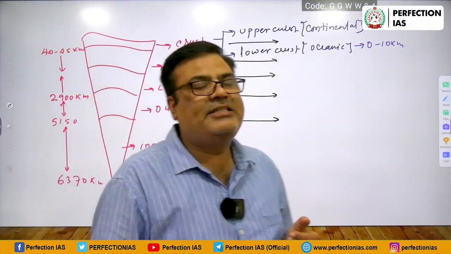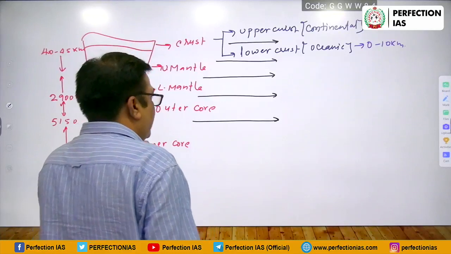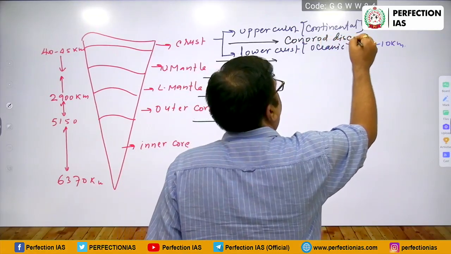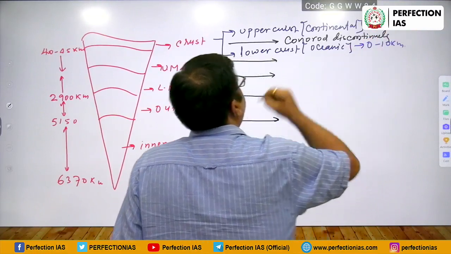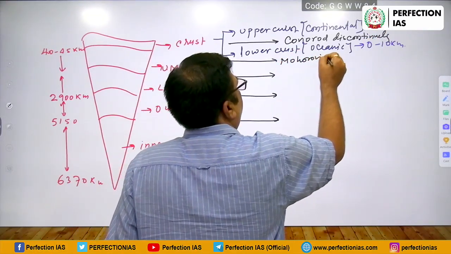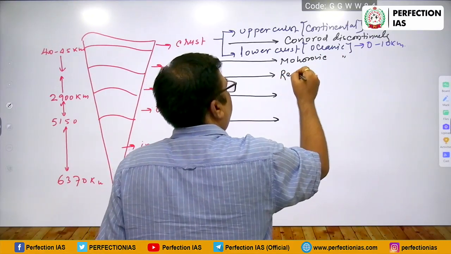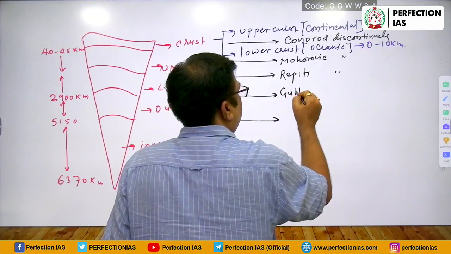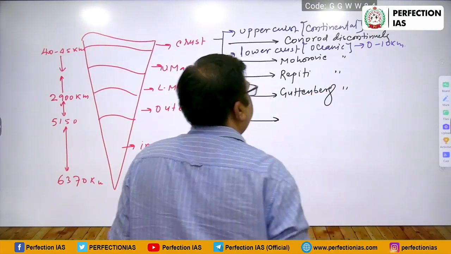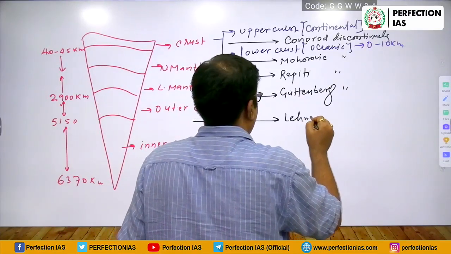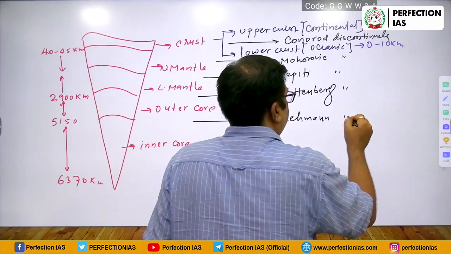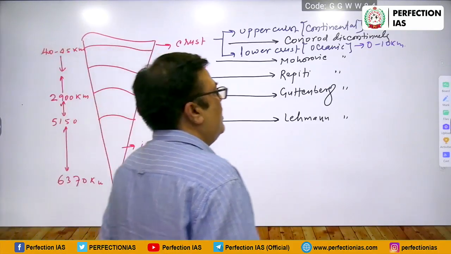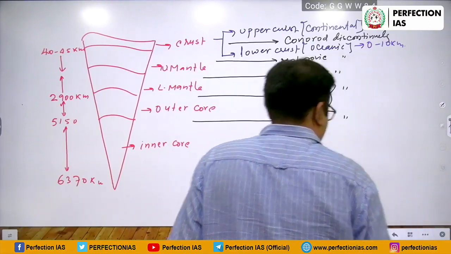And these discontinuities are frequently asked questions. When we talk about the upper crust and lower crust, there is the Conrad discontinuity. Here it is the Mohorovicic discontinuity, the Repetti discontinuity, the Gutenberg discontinuity, and this is the Lehmann discontinuity. Now you can remember them, it is easy to memorize.